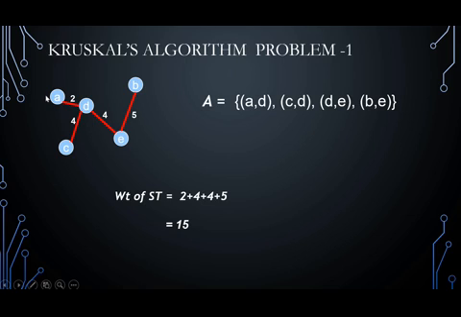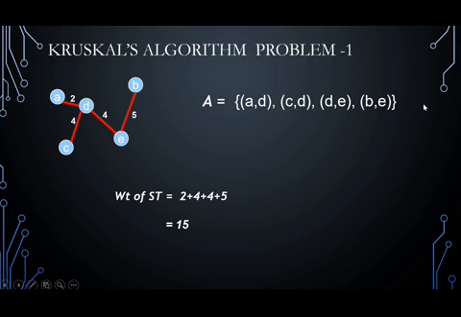So first write all the vertices A, B, C, D and E in their original places. First join AD, and its weight is 2. Then join CD, its weight is 4. Then join DE, its weight is 4. Then join BE, its weight is 5.